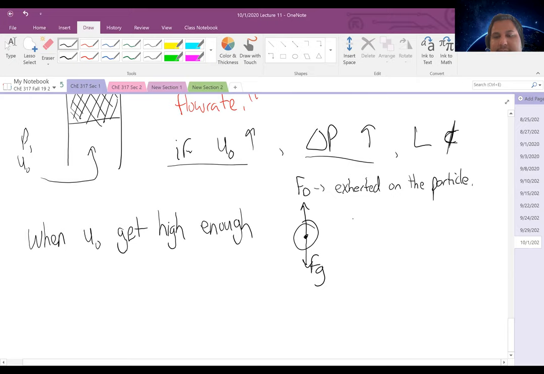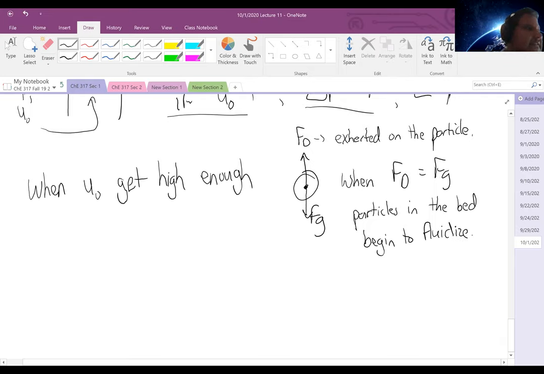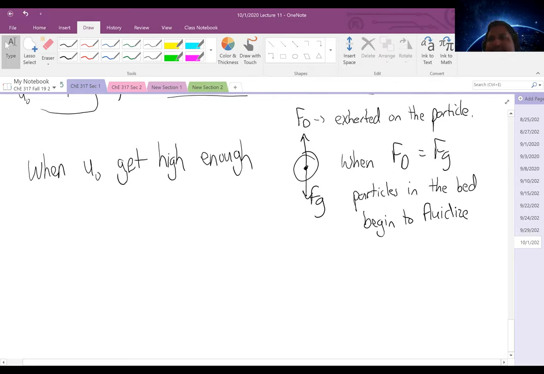And when these two forces equal, the particles in the bed begin to fluidize. And so you get this phenomenon of essential weightlessness of the particles, and they begin to behave more like a fluid than like a solid.